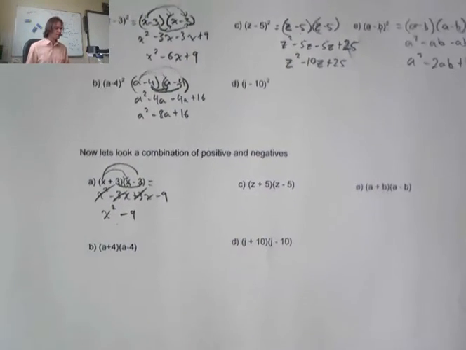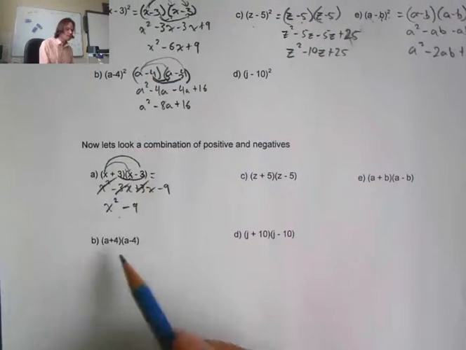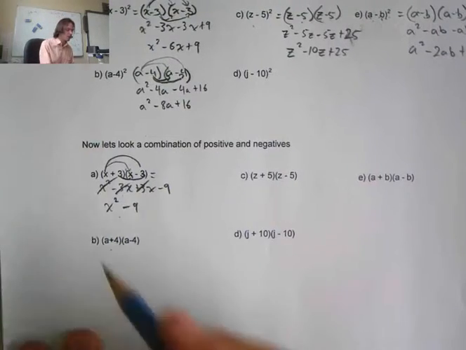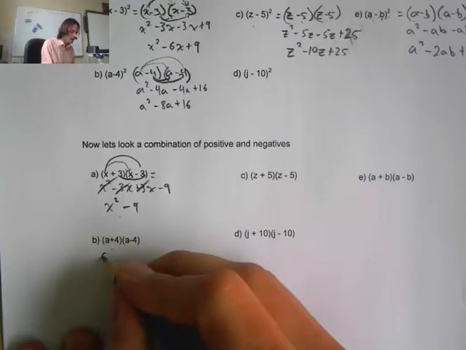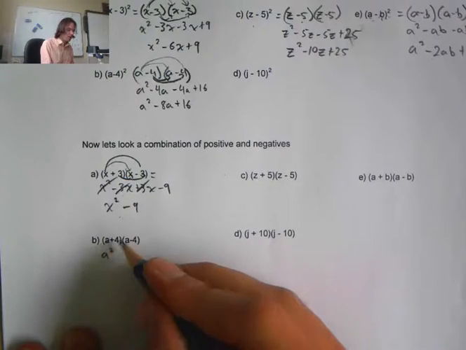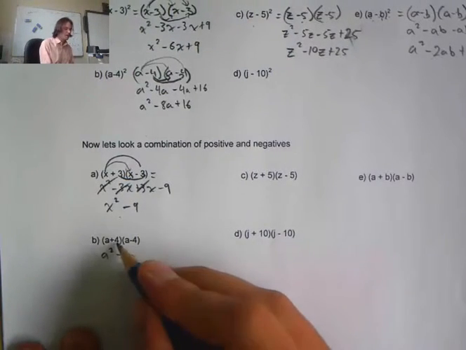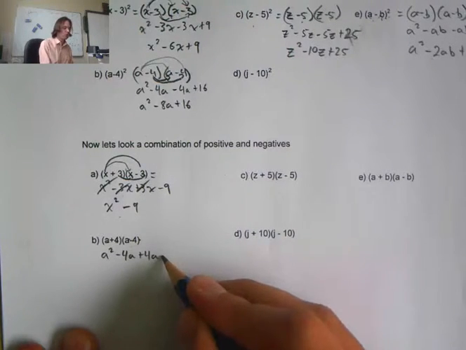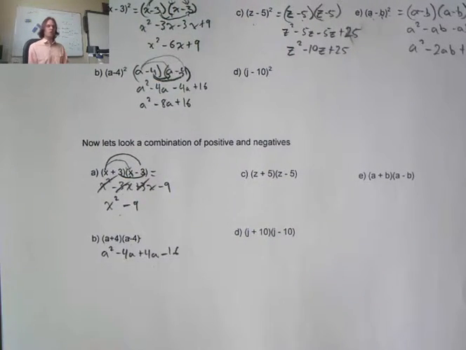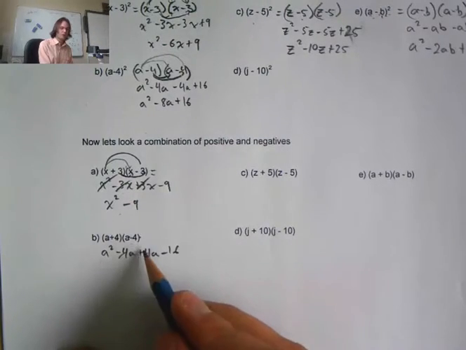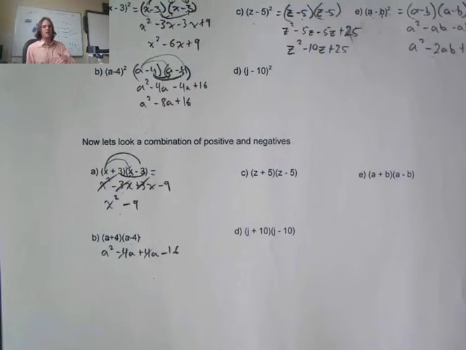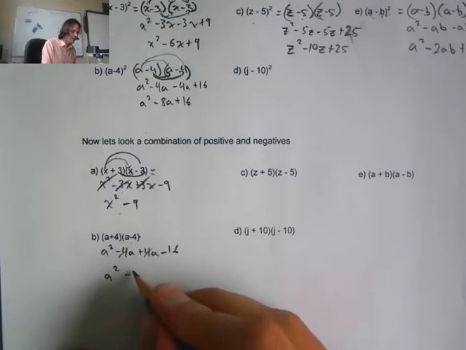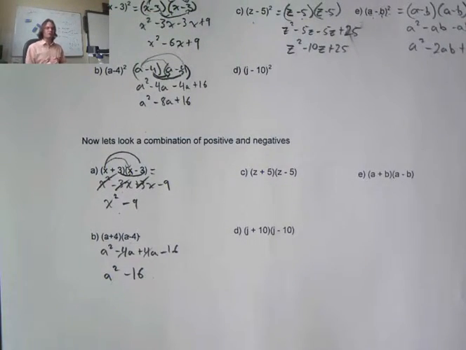Okay, let's try B. Notice the same questions except one's positive, one's negative. So they can't be squared. One's a sum, one's a difference. So I'm going to go a multiplied by a gives me a squared. A multiplied by negative 4 is negative 4a. Then 4 multiplied by a is positive 4a. Then 4 multiplied by negative 4 is negative 16. Alright? Now combine like terms, these two cancel off. If I take away 4a, then add 4a, they cancel off. So I'm going to have a squared minus 16 as my answer.